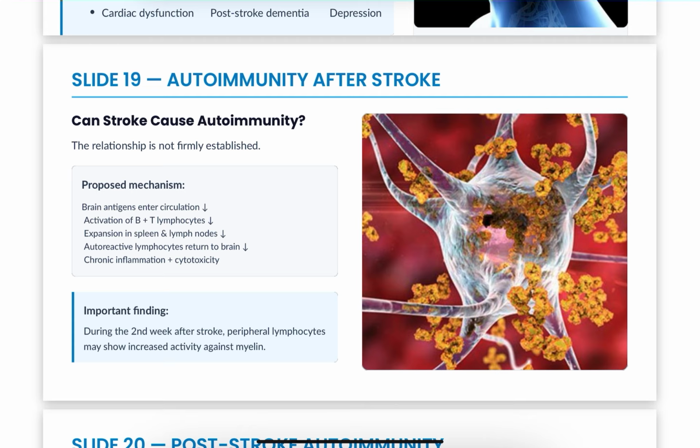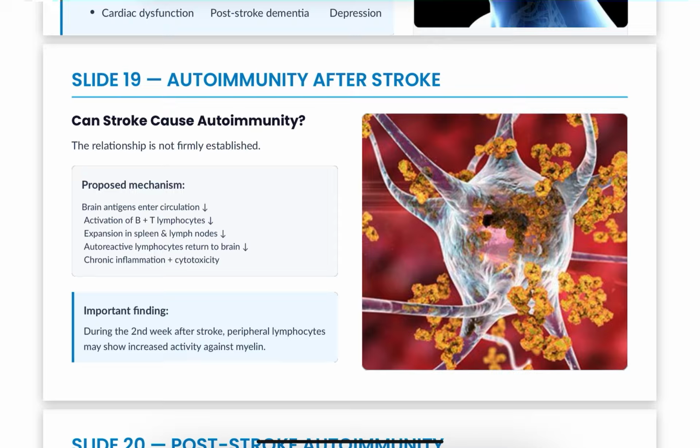So, can a stroke actually cause an autoimmune disease? Can it? The answer is that the relationship between them is not actually firmly established in this case. So we should be careful not to say that stroke will lead to autoimmune diseases. Don't say it. It's not like an equal. It's still not firmly established. However, we have a mechanism that we need to talk about.